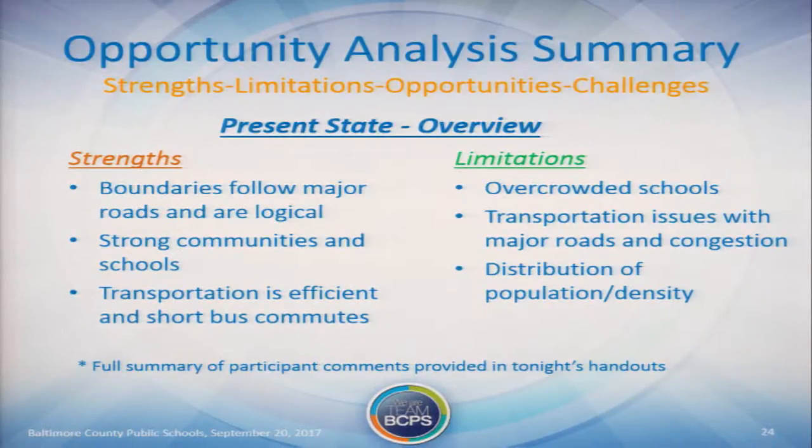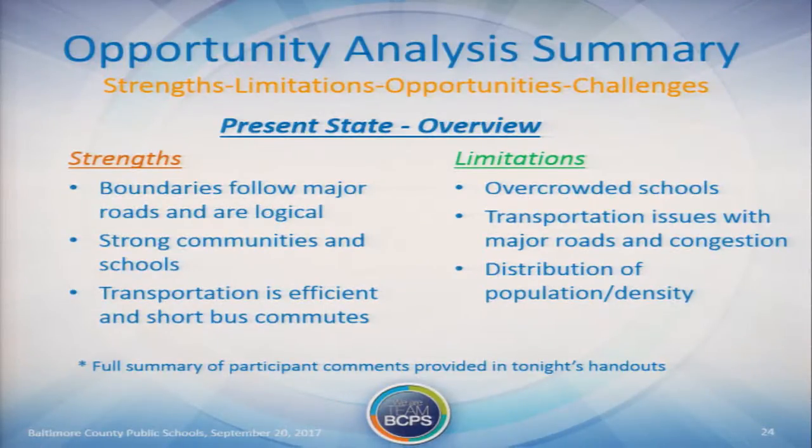This is some of the results of that. We have the full comprehensive summary of those in your sheet. Some of the strengths in the present state: the boundaries follow major roads and are logical. You have strong communities and schools in this entire area. Transportation is efficient, and there are short bus commutes because of the way the roads are laid out. Some of the limitations in this area is that your schools are overcrowded.